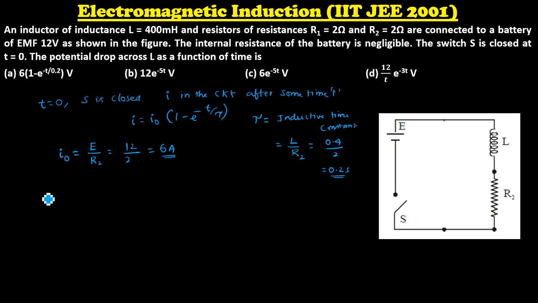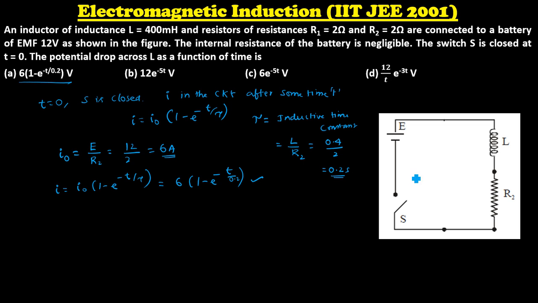Now, what is this current expression? I equal to I naught into 1 minus e power minus t by tau. Let me get that expression. I naught is 6 amperes into 1 minus e power minus t by 0.2, and that's it. If you get tempted by this one as the option, he is not asking about the current, he is asking about the potential drop.